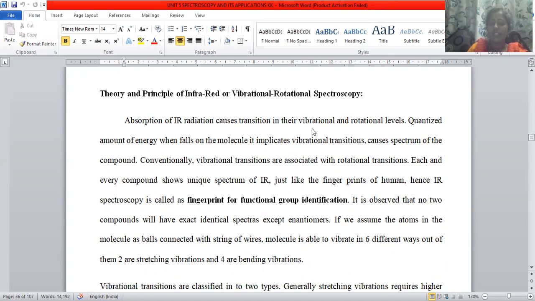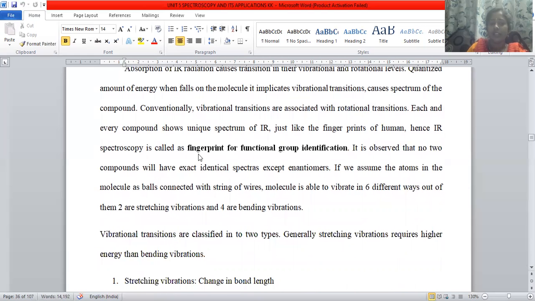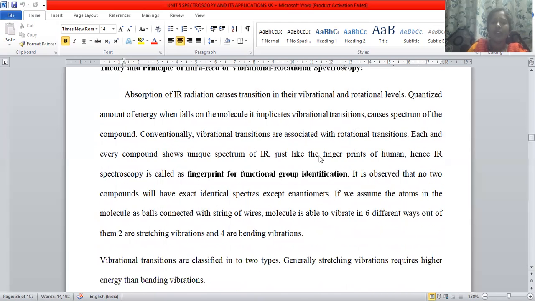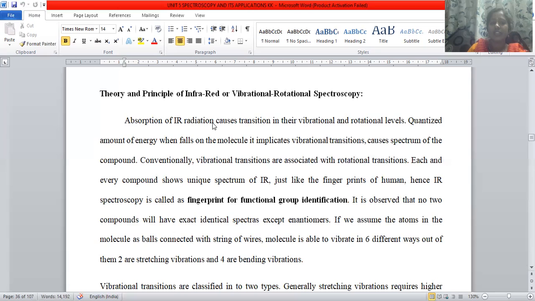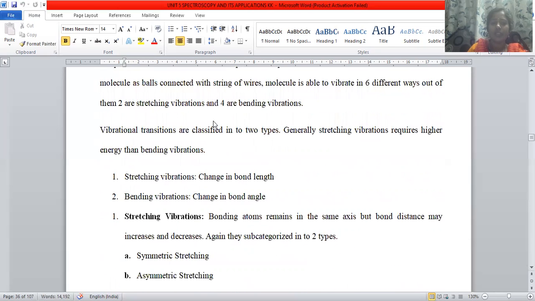When IR radiation is given, vibrational and rotational levels are involved in excitation from the ground level to the excited level. A quantized amount of energy is required for vibrational transitions within the molecule. It will be the fingerprint for functional group identification. Each and every functional group has its unique absorption region, so that it will identify the various functional groups which are present in the given compound.